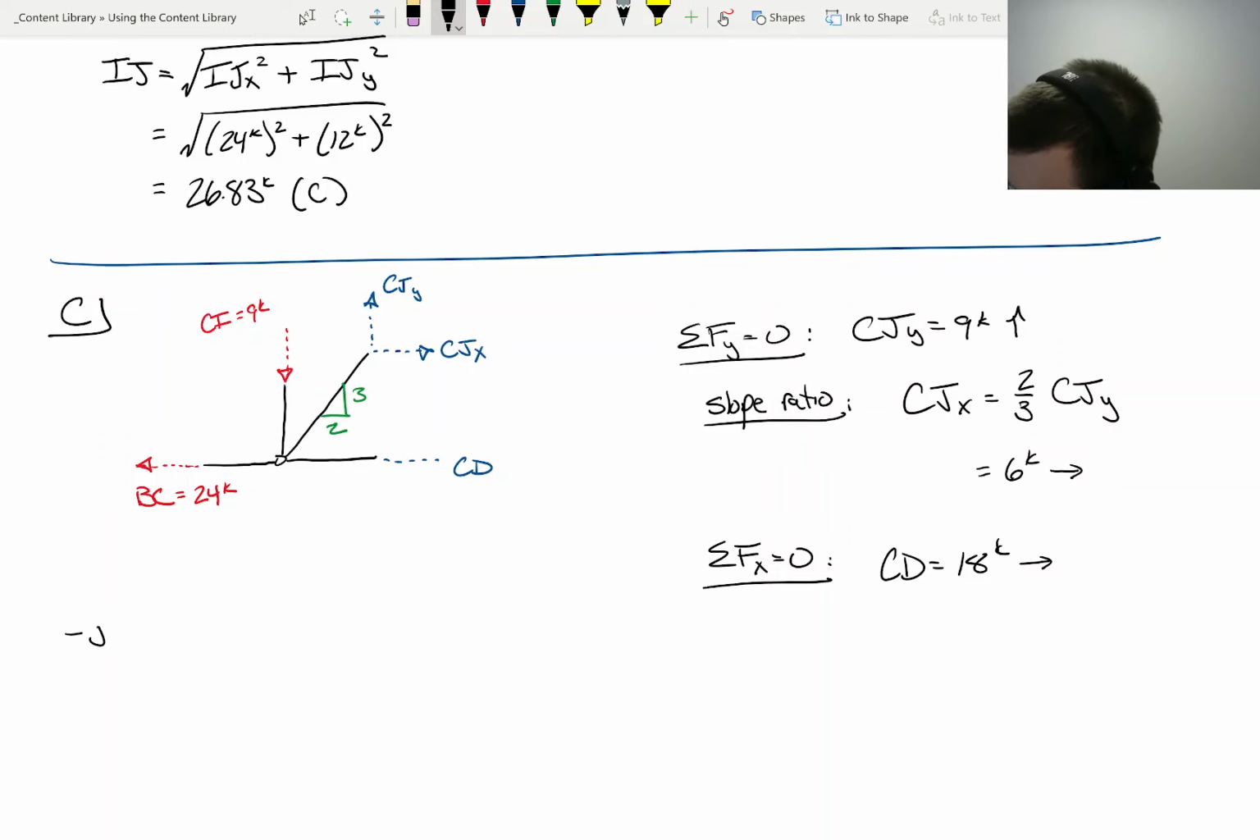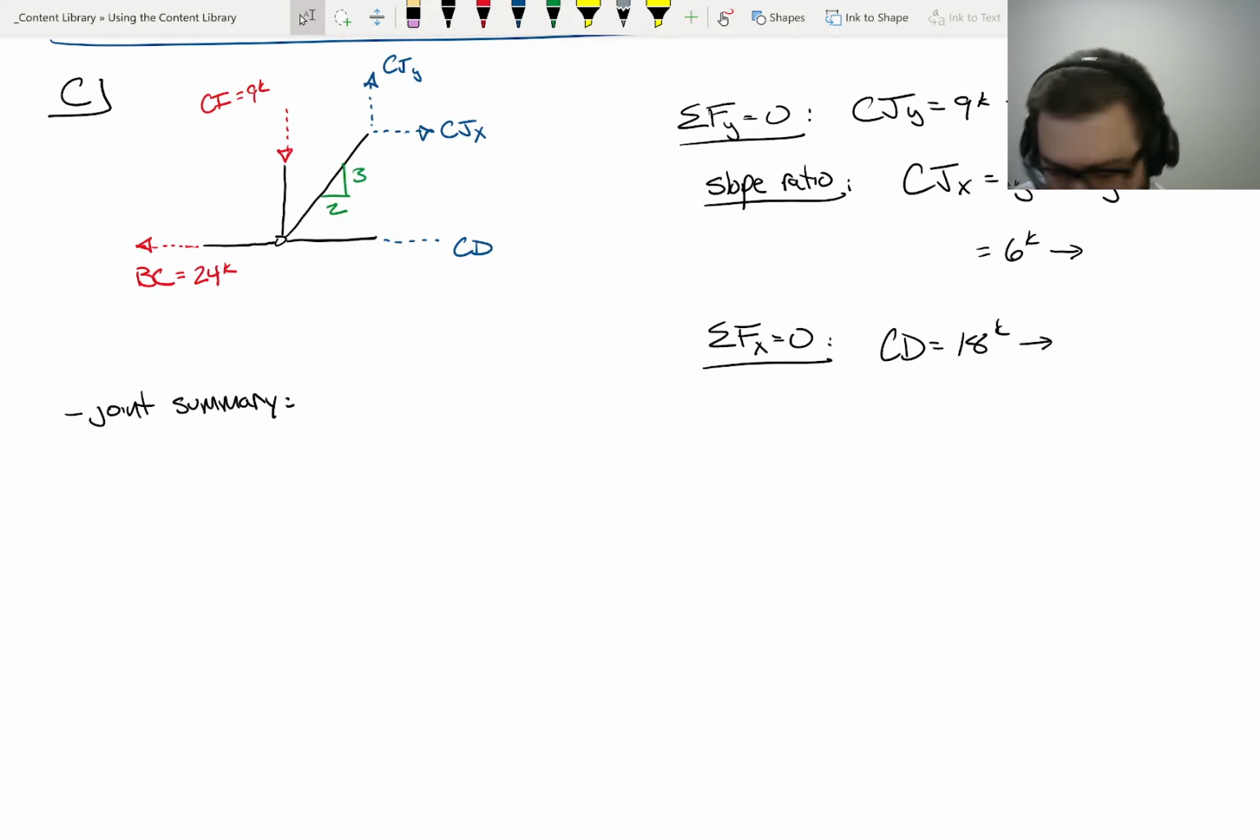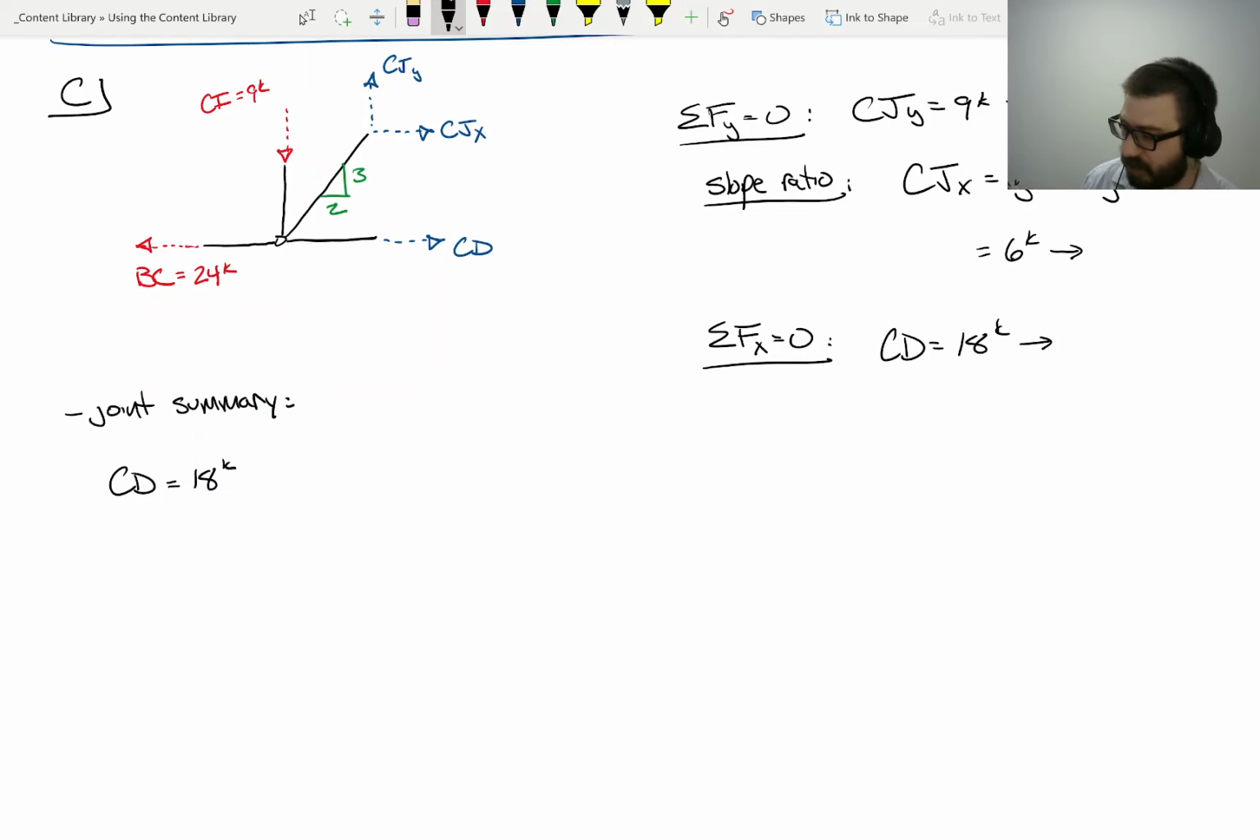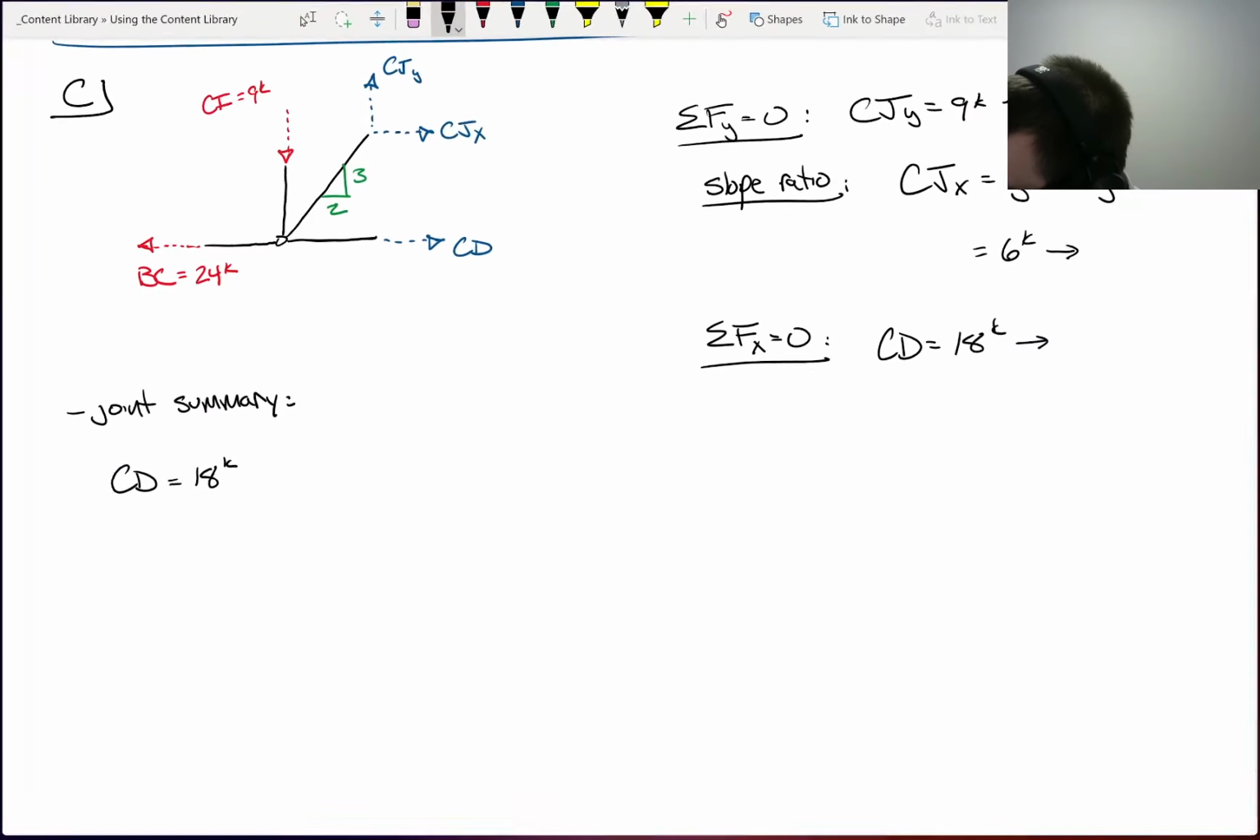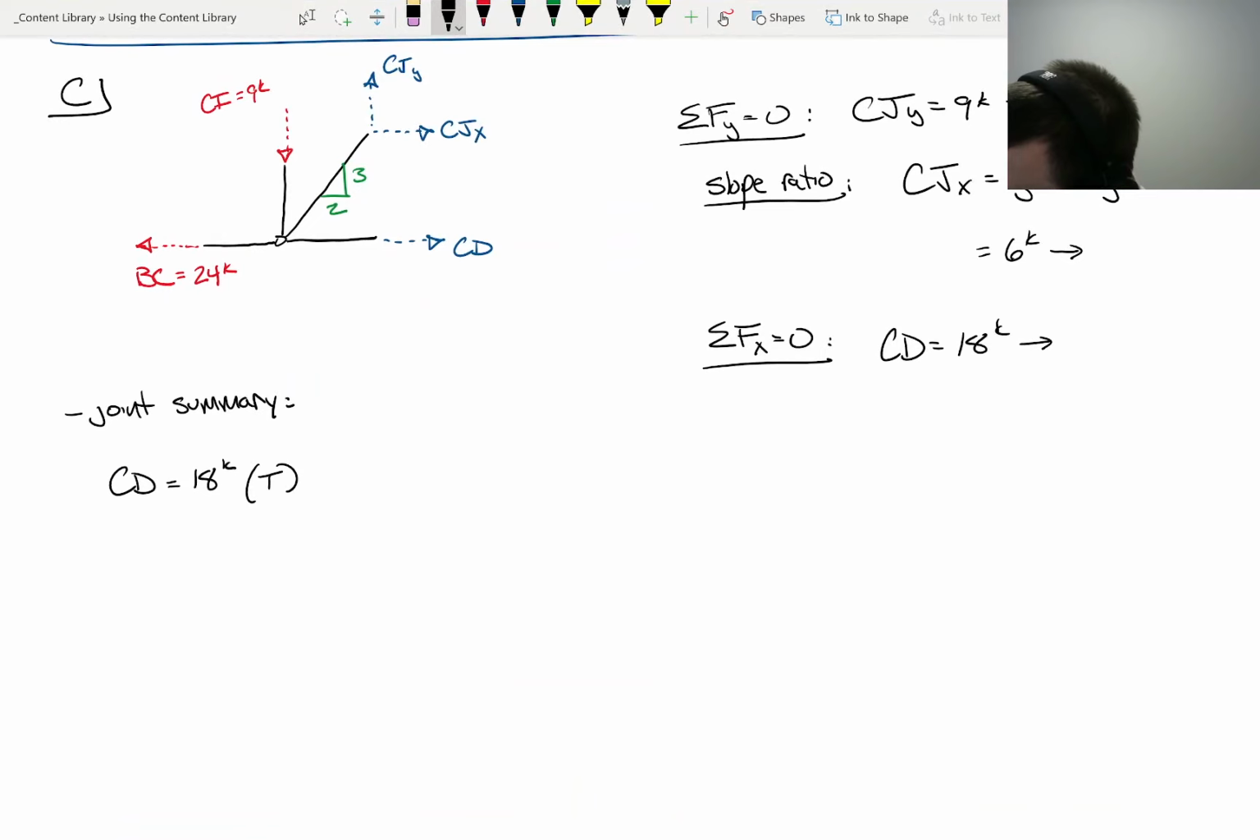So joint summary, what do we got going on? CD, we put my little arrow here on the free body, is going to be 18 kips. As for its direction, it's pointing away from the joint, so that's going to be in tension.